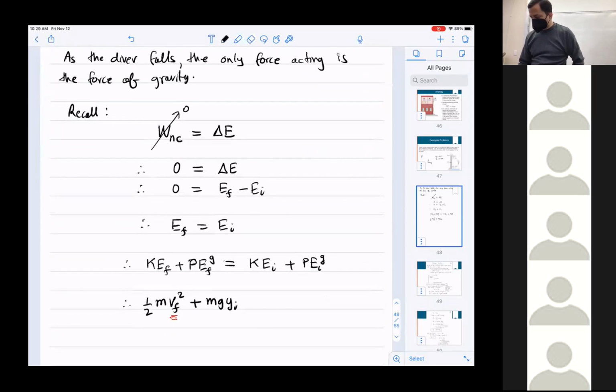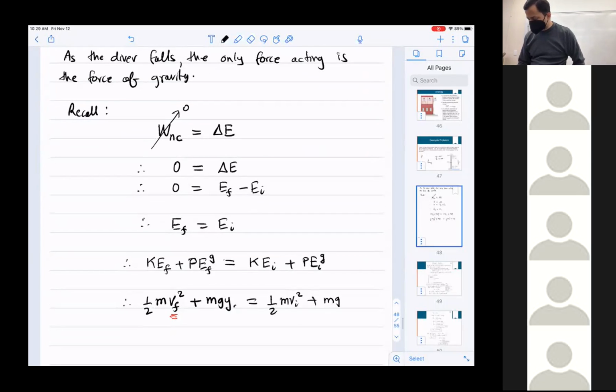And then the same thing on the right. On the right, you will have whatever the initial kinetic energy of the diver is, plus whatever the, oh, sorry, I made a mistake, this should be y final over here. Is that why some of you were looking puzzled?